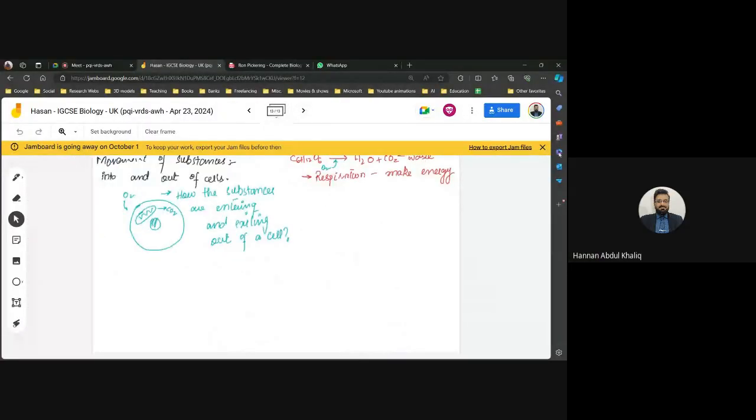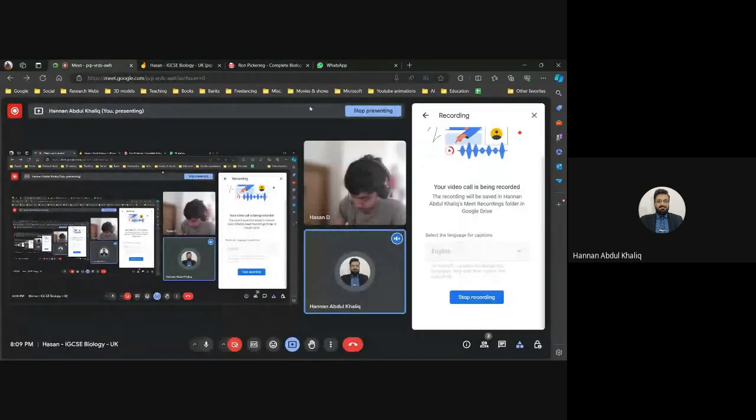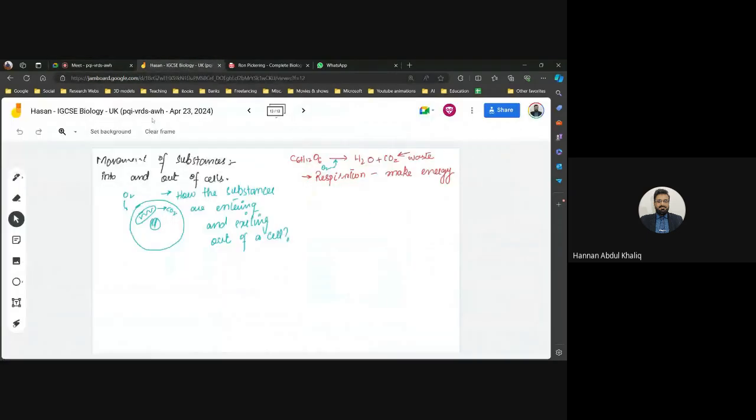Okay, so in the last few minutes of the previous class, we were talking about the movement of substances into and out of cells. The cell is the basic unit of life, and many substances need to enter and exit the cell, and they must follow a certain pattern.